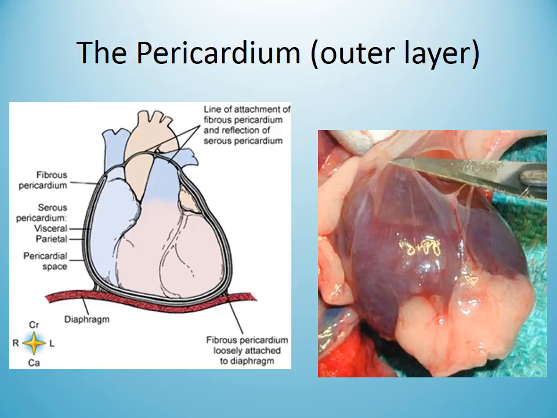So here's an amazing picture. If you look over here, this is a beautiful picture of a heart, and you can see the scissors are lifting up this pericardial sac. And so this sac lies right around this heart, covering it. And this picture here will show you the two different layers, the visceral layer touching the heart, and then the serous layer that's touching the pericardial sac.